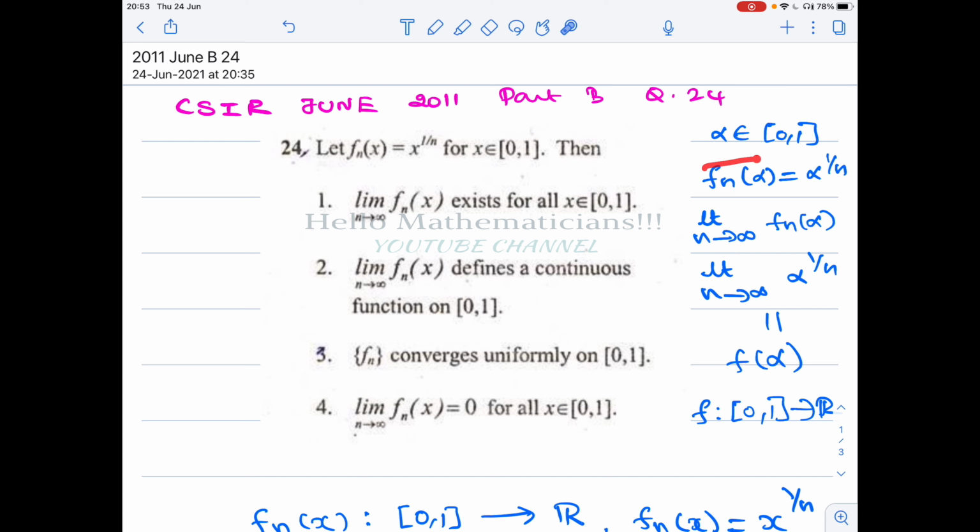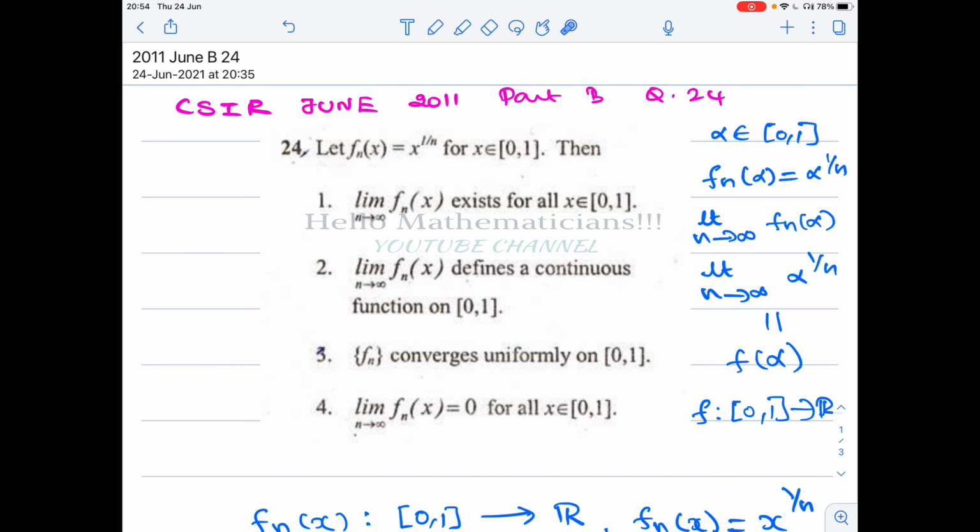Then you look at fn of alpha. fn of alpha will be a number sequence. Why is it a number sequence? For each choice of n, for n equal to 1 you will get a number, for n equal to 2 you will get a number. So this will give me alpha power 1 by 1, alpha power 1 by 2, alpha power 1 by 3, alpha power 1 by 4. That is a number sequence. Now you look at the limit of that sequence. The limit of this sequence may or may not exist. If it exists, then we define that value to be f of alpha.